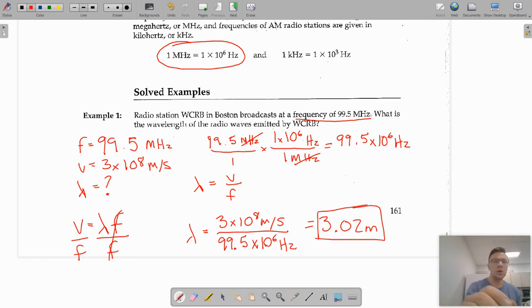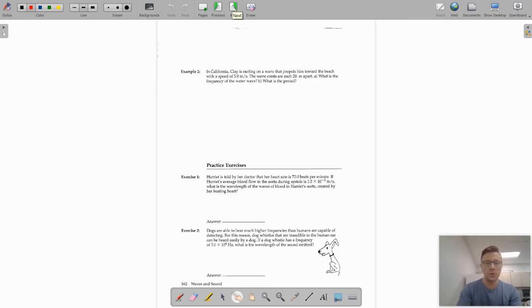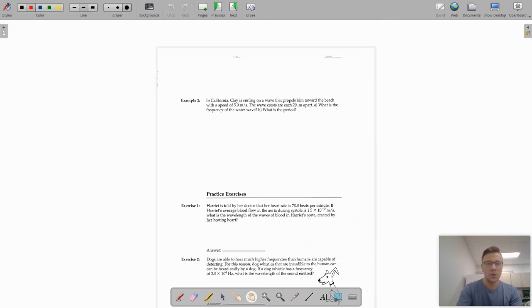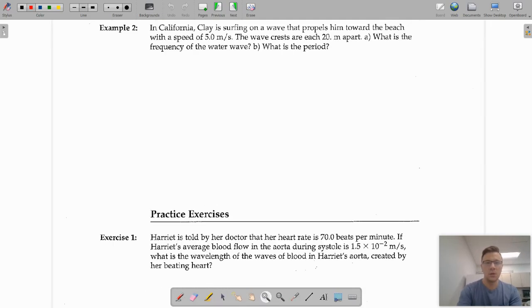We'll go ahead and move on to the next page, and we'll move on to example 2. Zoom in a little bit. This says that California Clay is surfing on a wave that propels him toward the beach with a speed of 5 meters per second.